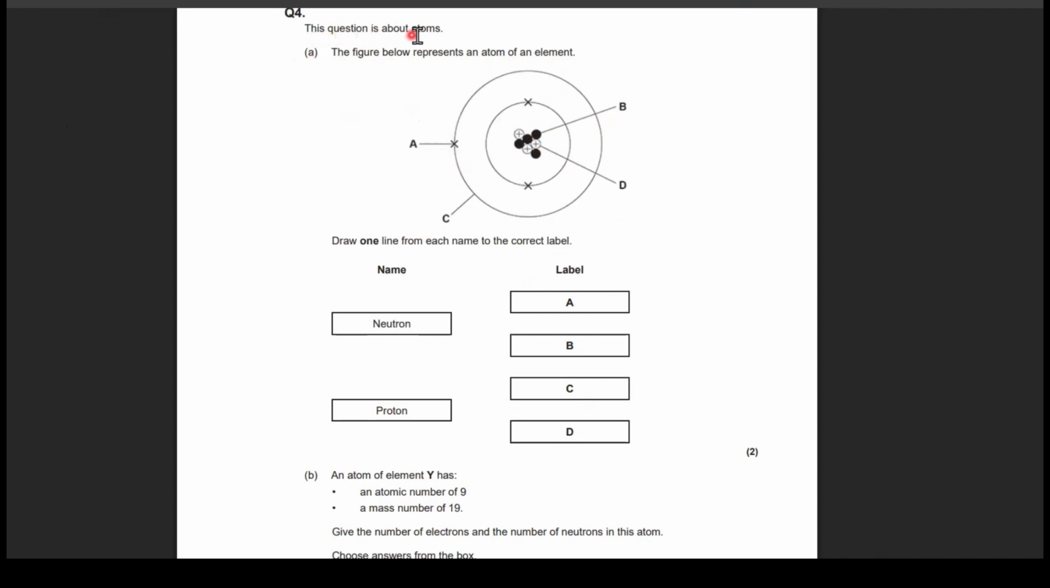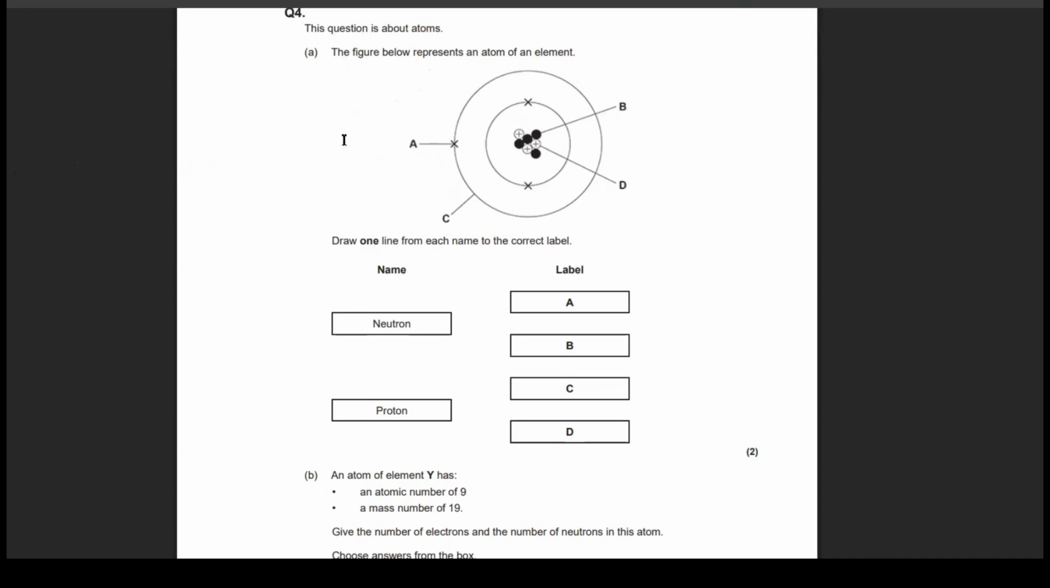Question 4. This question is about atoms. The figure below represents an atom of an element. You can see A, B, C, and D. What you've got to do is draw one line from each name to the correct label. So can you label that? As it's practice, revision, try and see if you could label all of this. Now, a really good way to do this on a revision card: copy this out onto a revision card on the front, and then put label this on the front. Now, on the back, copy it out again, or just write the letters and the names of each thing. And that is the best way for you to learn this kind of content.